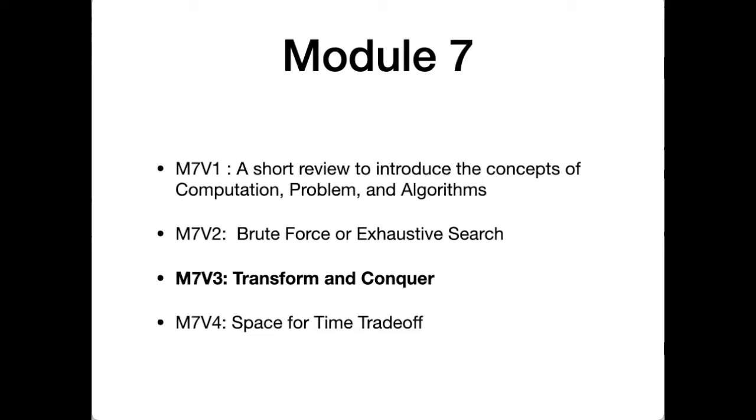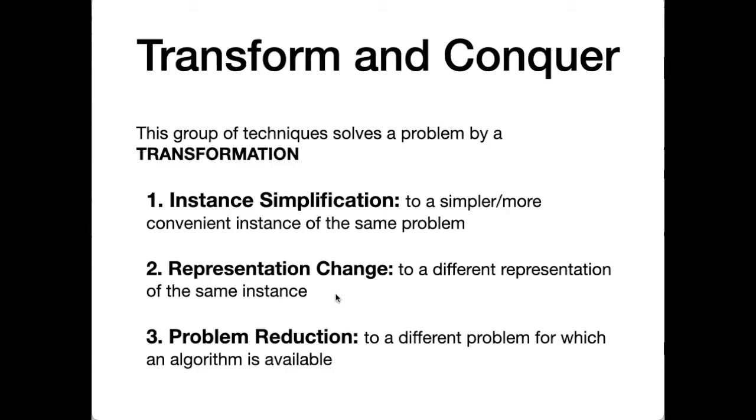Okay, so this is different from the divide and conquer approach, because for divide and conquer, the first stage is still divide and conquer, and then there is a merging process. But for transform and conquer, it's a single iteration of transform and then conquer. To give you a general idea, it's a group of techniques that solves a problem by transformation.